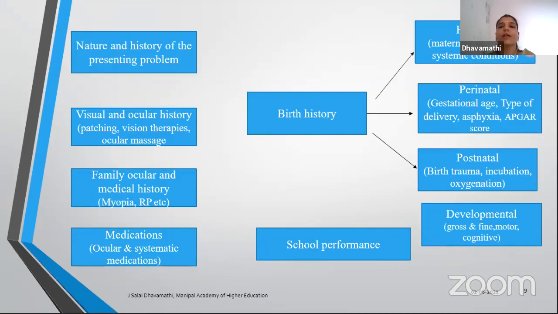Perinatal history. Perinatal is just immediately after the birth, after the delivery, a very short period. So you should record the gestational age. You can ask whether it is a preterm or a full term delivery. What is the type of delivery, whether it is a cesarean delivery, normal delivery, or forceps used, and ask about asphyxia. Apgar score, you should record it.